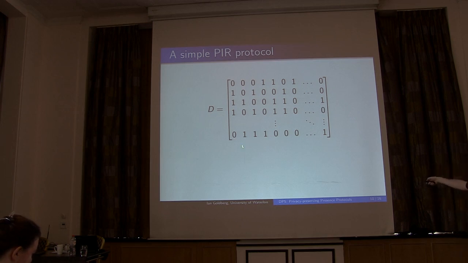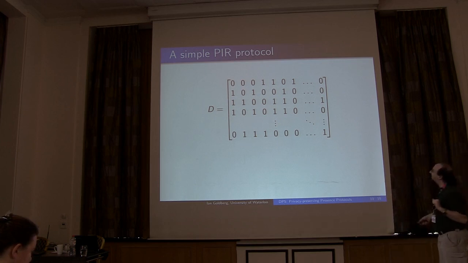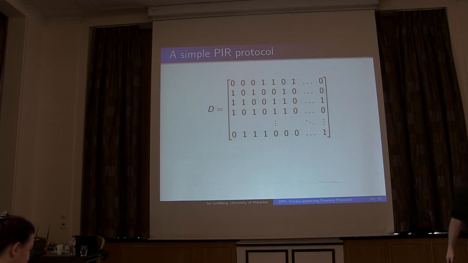A database we're going to represent as a matrix where the first record of the database is the first row, the second record of the database is the second row, and so on. Okay, this is a very simple database. We'll get back to that a little later. All right, and Alice wants to retrieve one of the records of the database without revealing which record it is. Okay? We're going to use two facts from high school math to make this work.